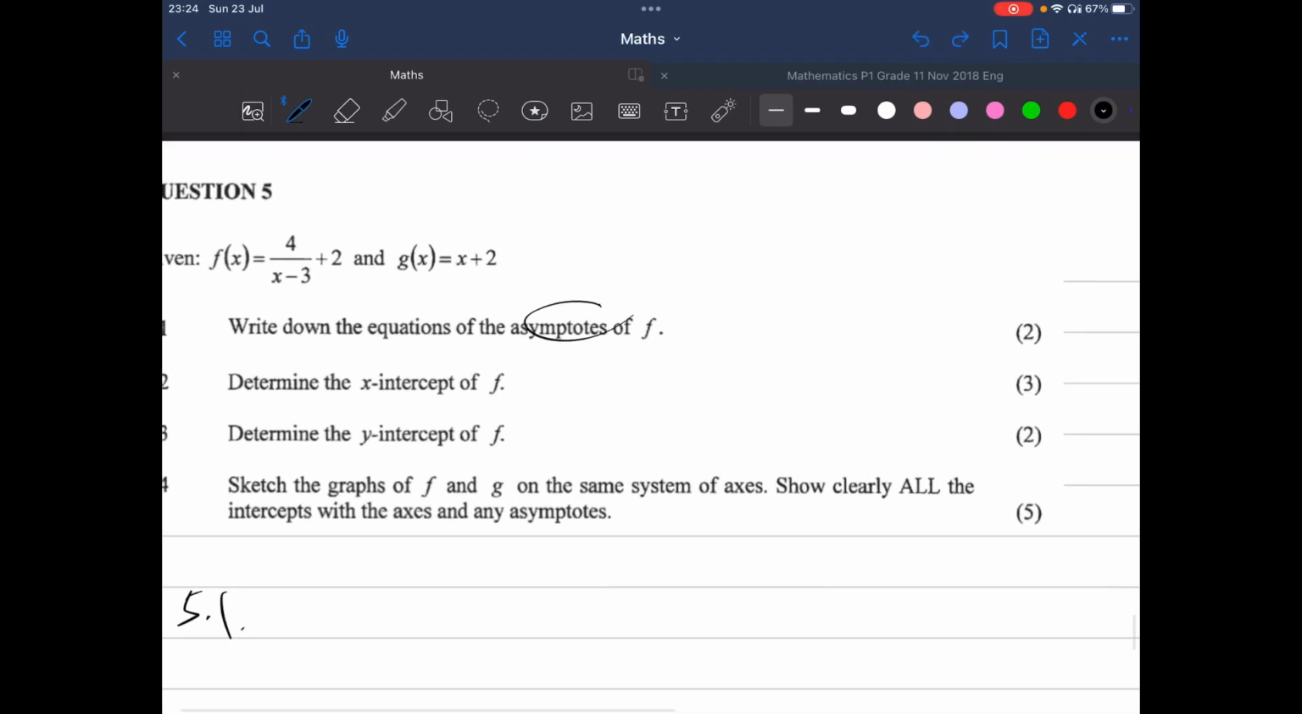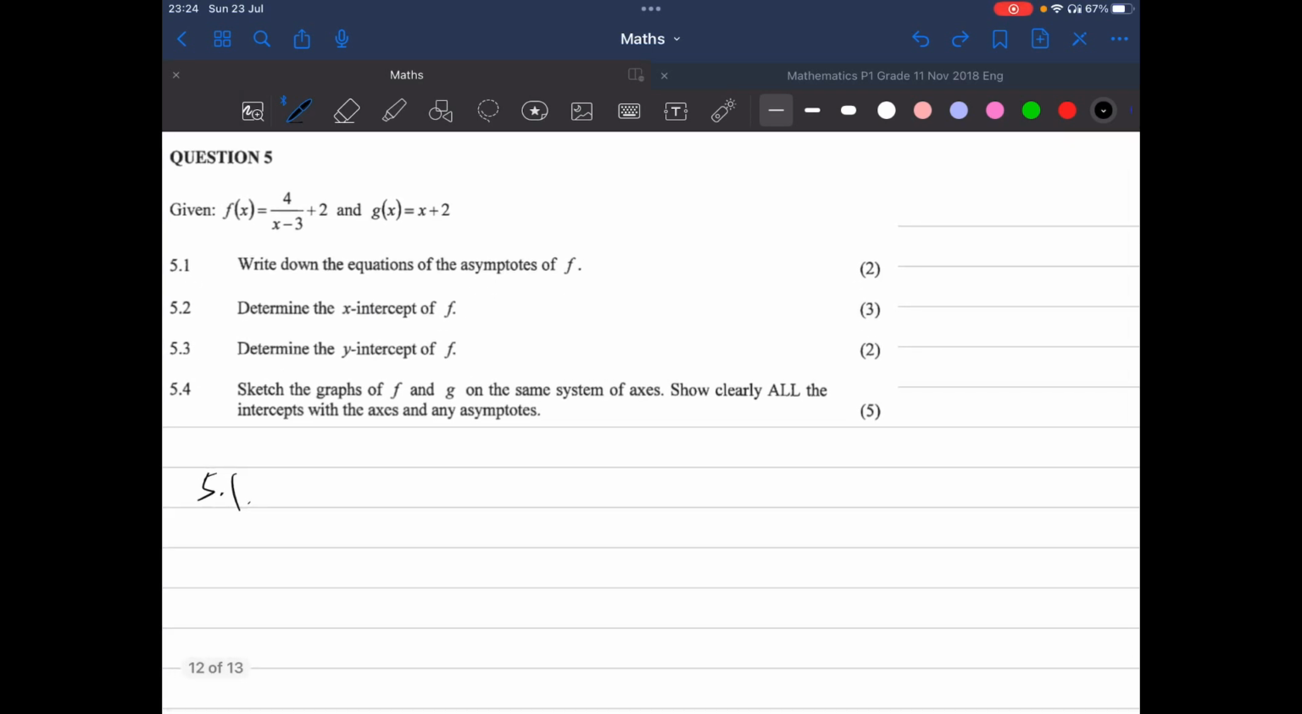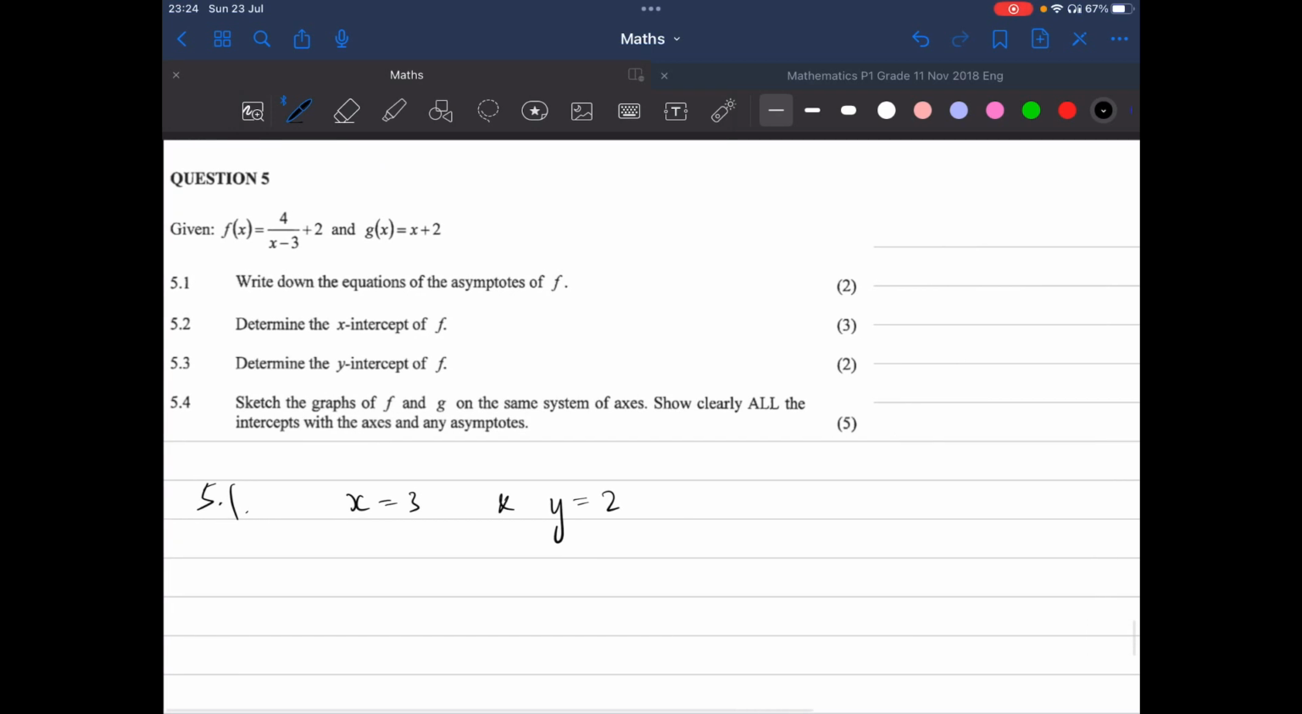Okay, so what are asymptotes? Remember, asymptotes are basically lines that your graph will get really close to. It'll approach, but it won't touch. Okay, so let's look at this here. So for hyperbolic graphs, which f of x is, there's a vertical and there's a horizontal asymptote. Okay, so the vertical asymptote is going to be x equals 3. Okay, and then the horizontal will be y equals 2. Okay, and we'll see how that works when we sketch the graph here in 5.4.